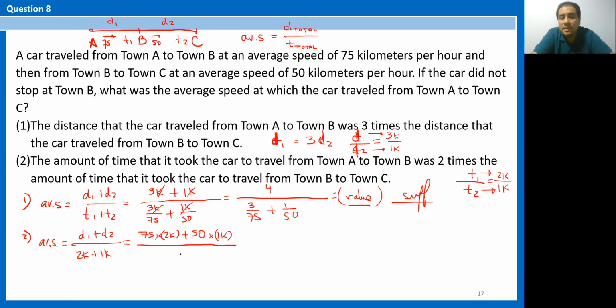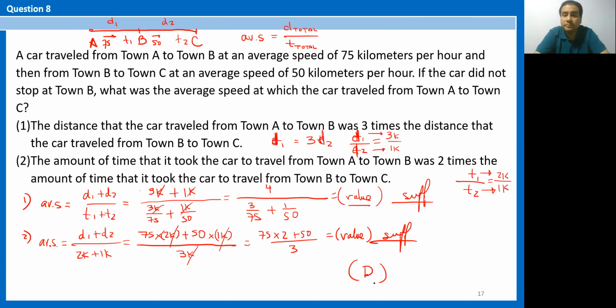And the times added would be 3k. So you can see here that the k can be factored and canceled. So you would have 75 times 2 plus 50 over 3. That's also a numeric value, a unique value which stands for sufficiency. So the answer choice would be... Okay. So that's it for the motion examples.